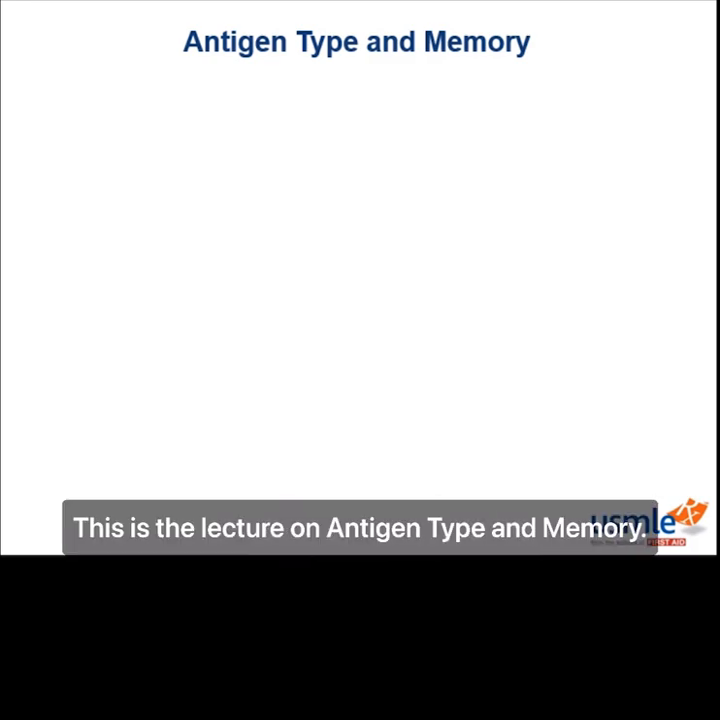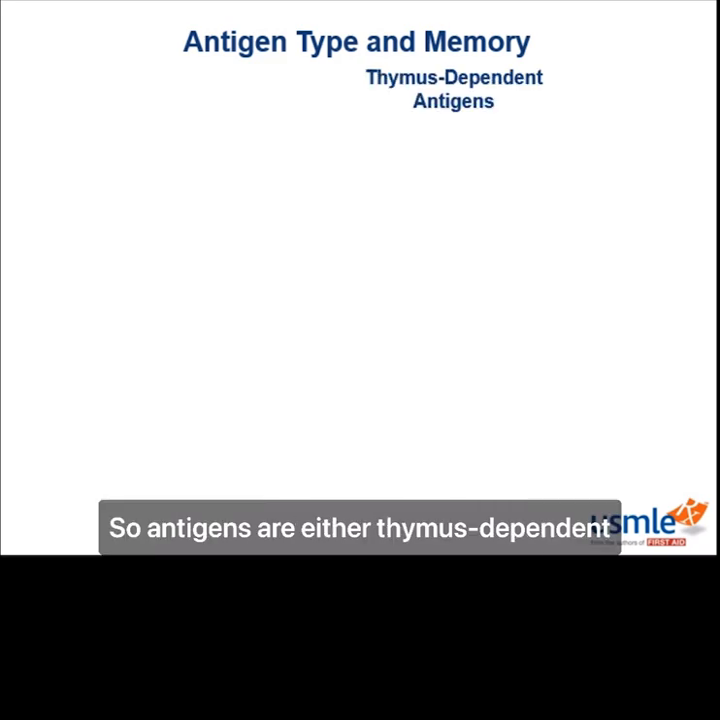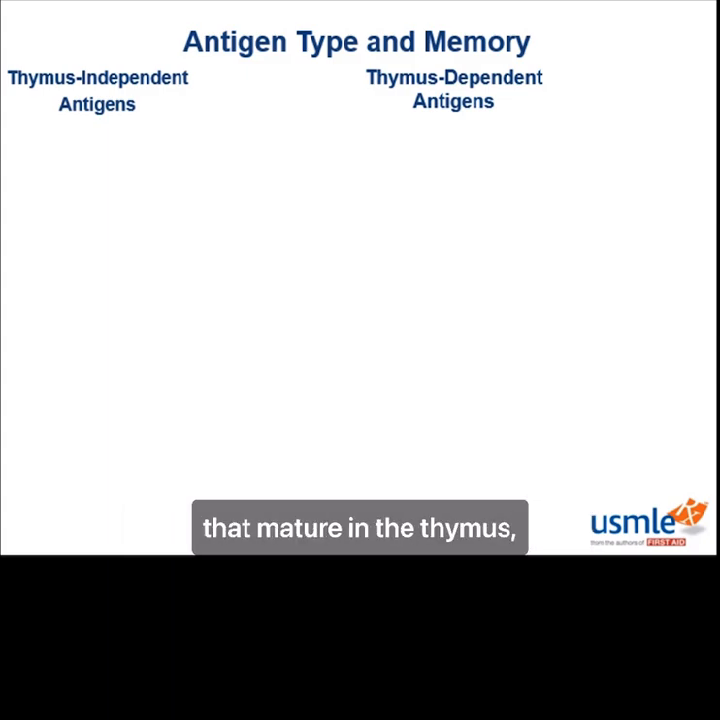Hi everyone, this is the lecture on antigen type and memory. Let's get started. So antigens are either thymus-dependent or thymus-independent, and we can categorize them this way based on the involvement of the cells that mature in the thymus, which are the T cells.